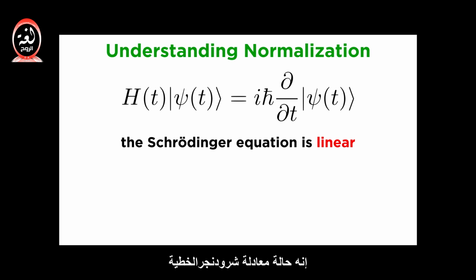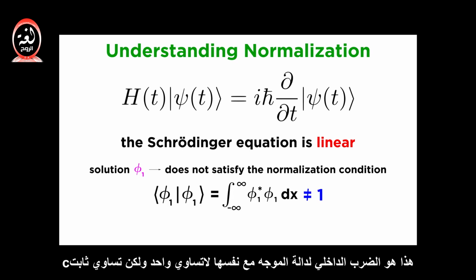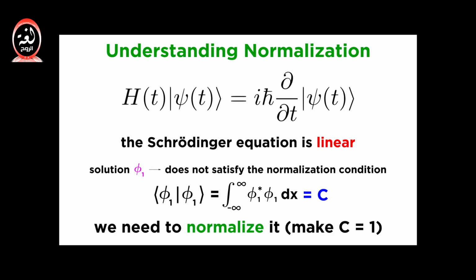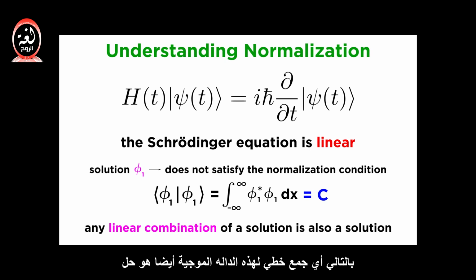It is the case that the Schrödinger equation is linear, which means that in finding a solution for this equation, if we arrive at a wave function phi1 that doesn't satisfy the normalization condition, that is, the inner product of the wave function with itself does not equal 1, but rather equals some constant c that is not equal to 1, then we need to normalize it. We need to find a way to make c equal to 1. Now, it is the case that if a wave function is a solution to the Schrödinger equation, then any linear combination of this wave function will also be a solution.